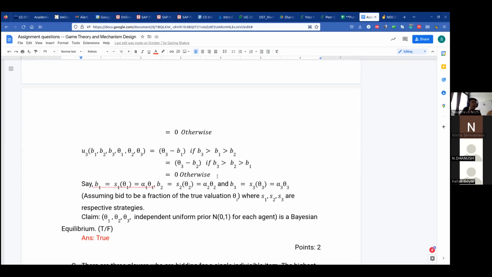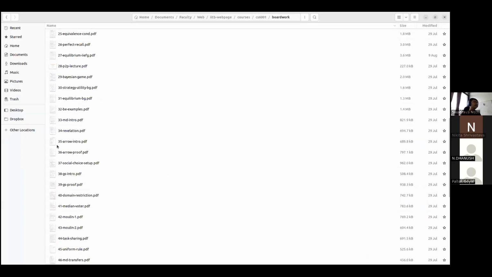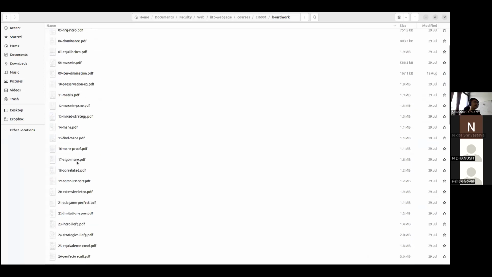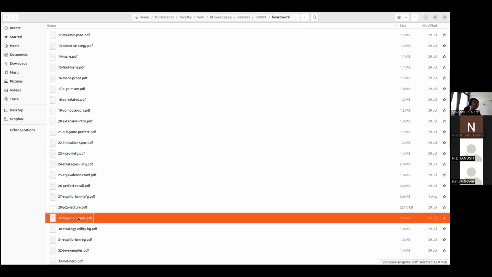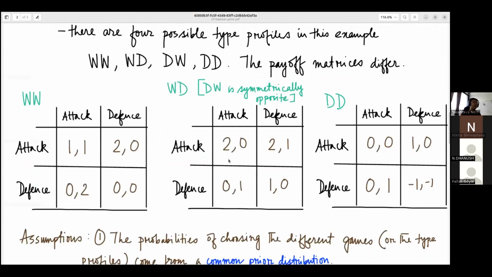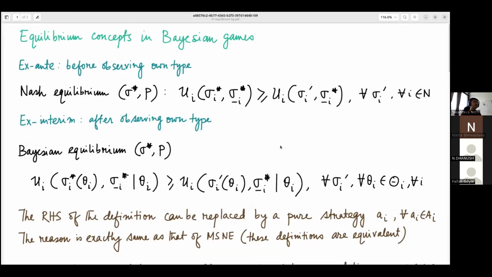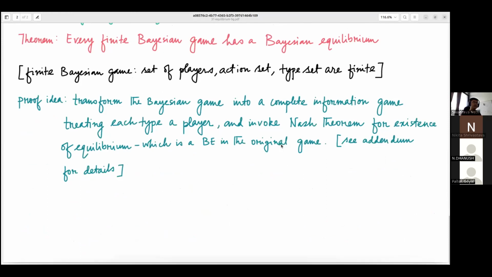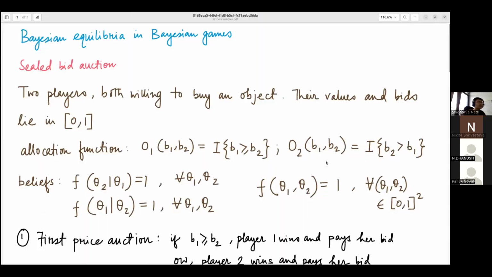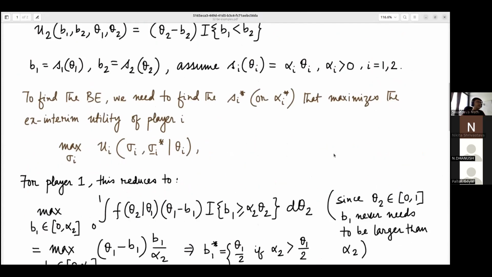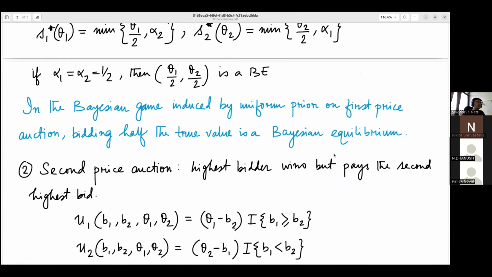Now, from the point of view of player 1, you are trying to find out what strategy, what alpha, maximizes its utility. I think we can show the corresponding example from the weeks, the Bayesian game. Let's open that example. Can you identify where that example was for Bayesian equilibrium? This is for the first option, and this is for the second option.